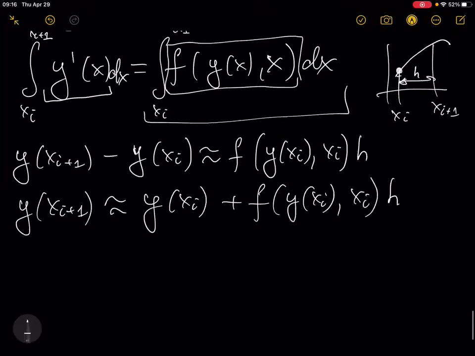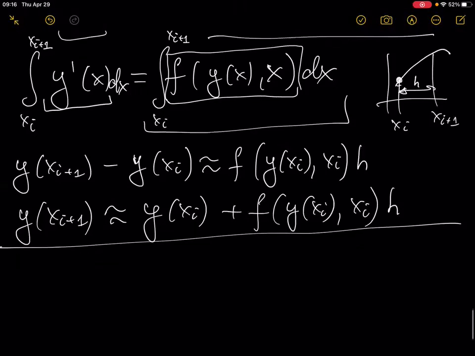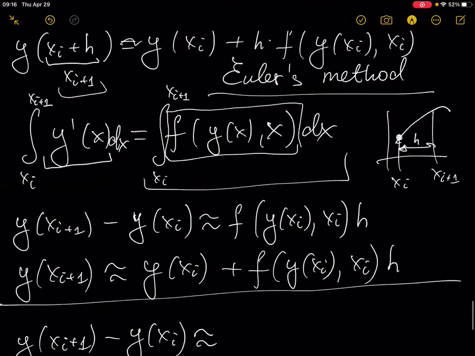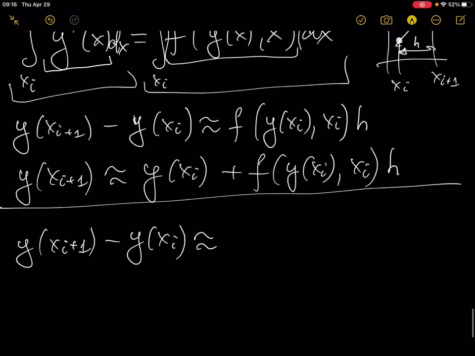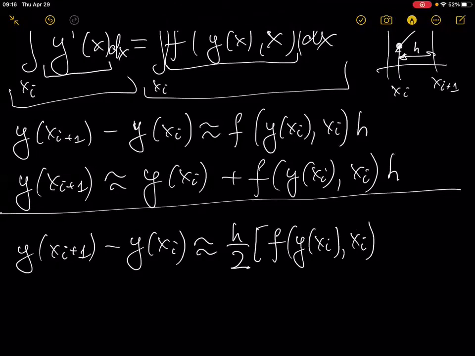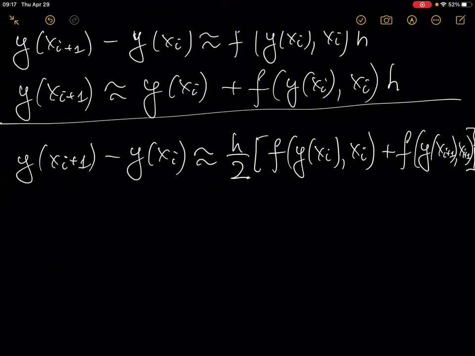Okay, but we know way better approaches, right? We can do, for example, the trapezoid method. Then you will get exactly the same thing in the left hand side, because it's just the integral of these. But in the right hand side, you will have h divided by 2 times f at y x i plus f at y x i plus 1. The only problem is that you don't know this, right? You don't know this y at x i plus 1.